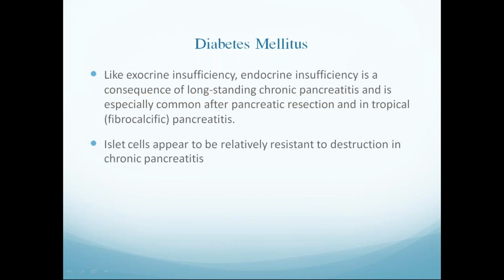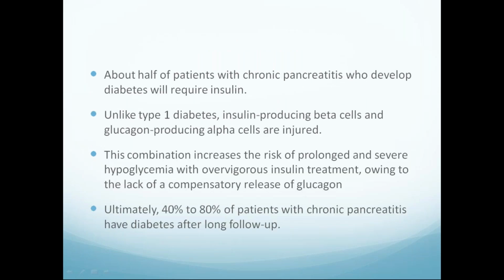So islet cells appear to be relatively resistant to the destruction in chronic pancreatitis. So about half of the patients with chronic pancreatitis will develop diabetes and will require long-term or lifetime insulin supplementation. So unlike type 1, insulin producing beta cells and glucagon producing alpha cells are involved. So they require the lifelong intake of insulin. So this combination increases the risk of prolonged and severe hypoglycemia with over-vigorous insulin treatment owing to lack of compensatory release of glucagon. Ultimately, 40 to 80% of patients with chronic pancreatitis have diabetes after long follow-up. Okay.